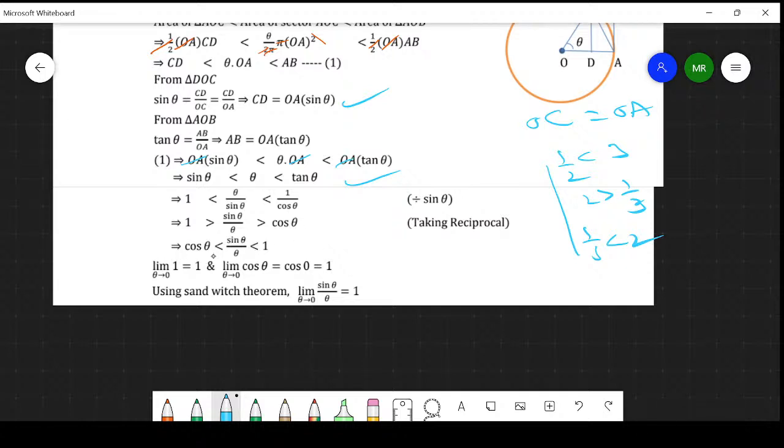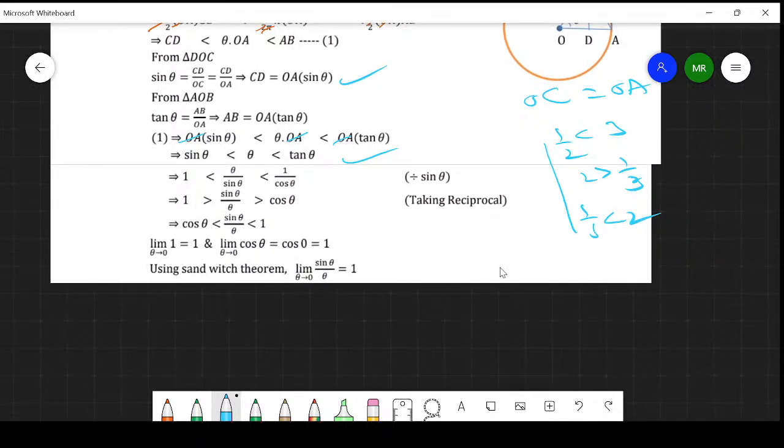Now apply the limit. What you observe here: the limit of 1 is 1, and the limit of cos theta as theta tends to 0 is cos 0, which is 1. You see, the limit of the left side is 1 and the limit of the right side is also 1. So between 1 and 1, we can't insert any other number. Definitely between 1 and 1, I can take only 1.